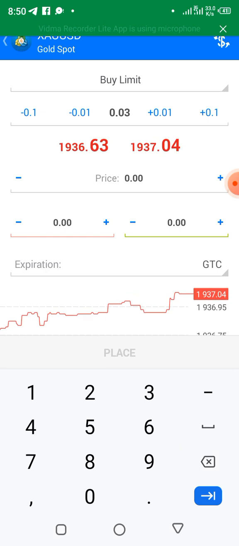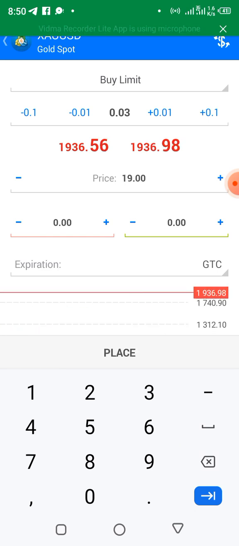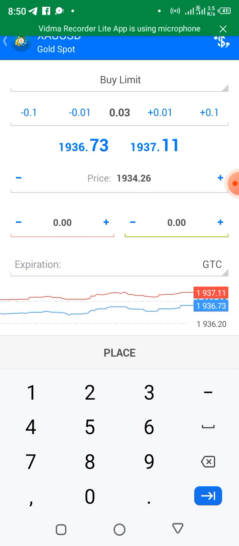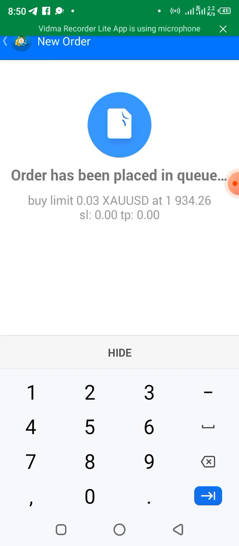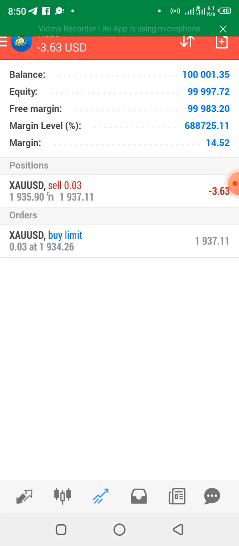And here we have buy limit. You have to put in the price you want to buy from. So we are buying at 1934.26. So we place the trade. Good. Now you can see the other one we sold.